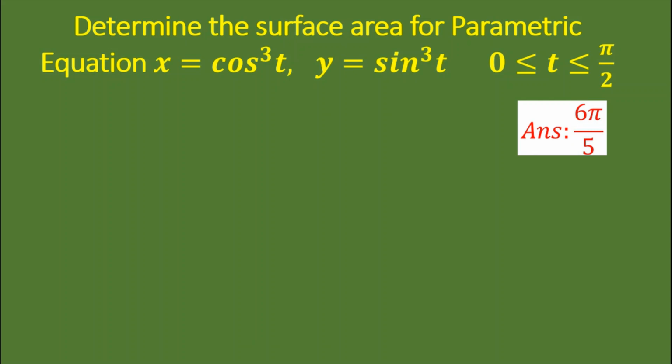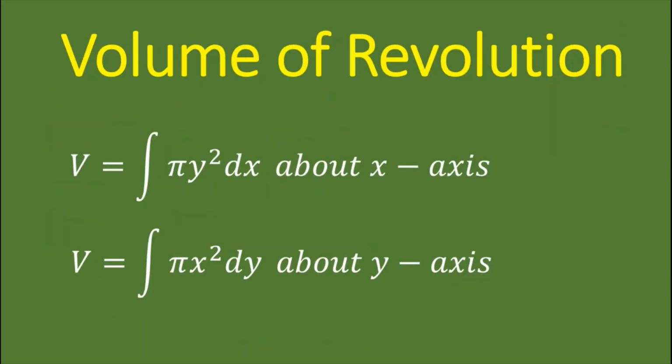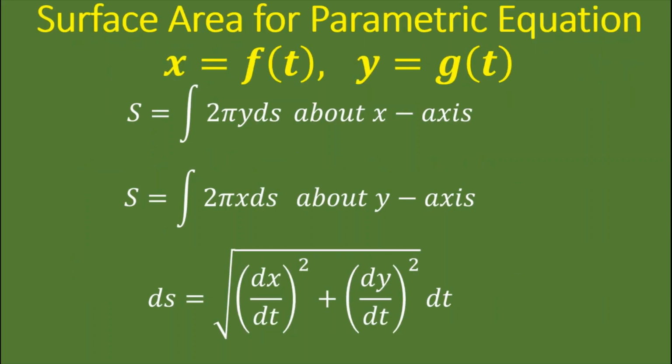Another question, determine the surface area for parametric equation x equals cos cube t, y equals sin cube t. Here let us find dx/dt and dy/dt and put in the formula for parametric form. So this is the parametric formula where the formulas are the same, but ds is square root of (dx/dt) whole square plus (dy/dt) whole square dt.